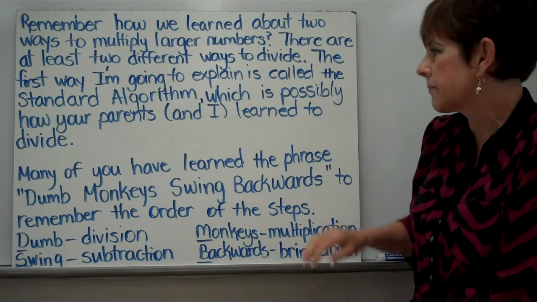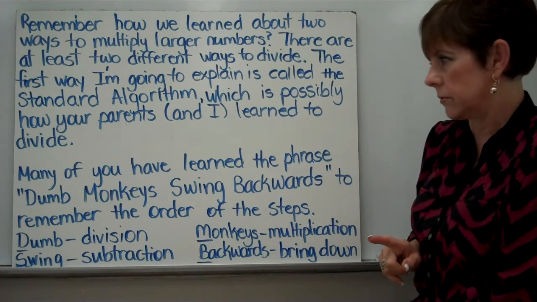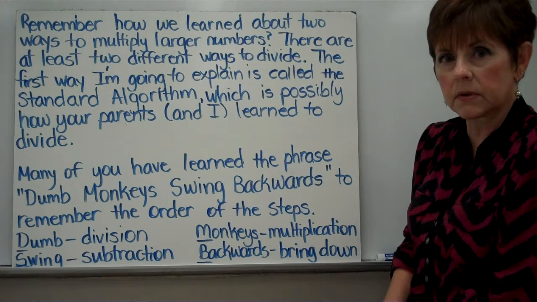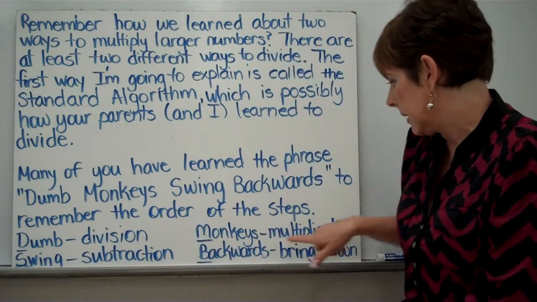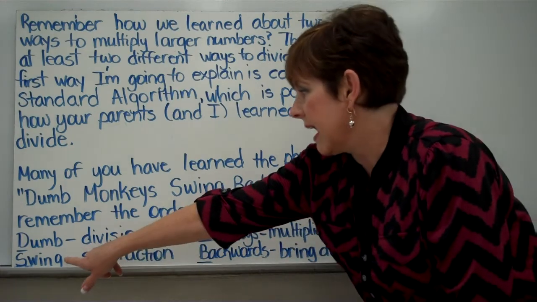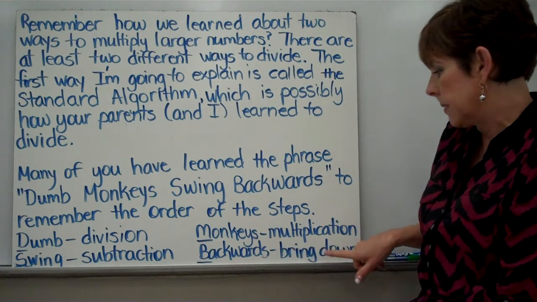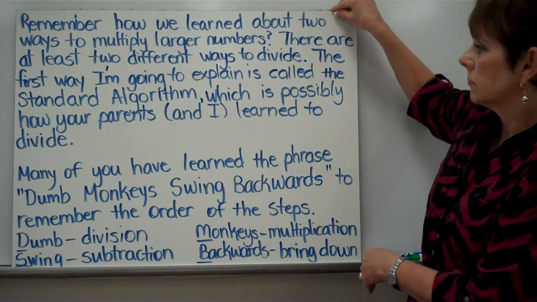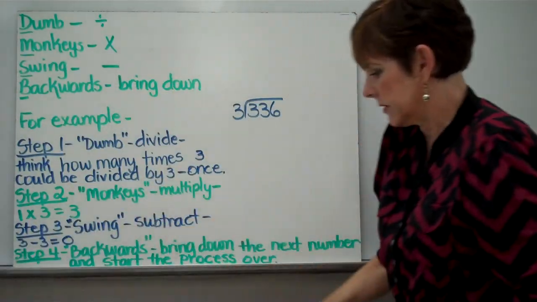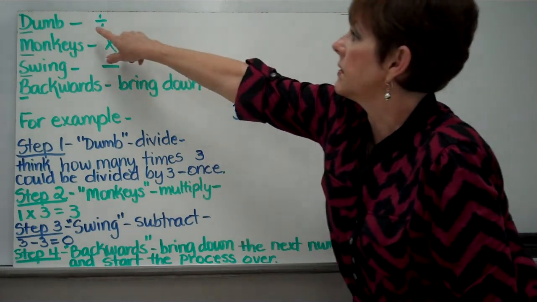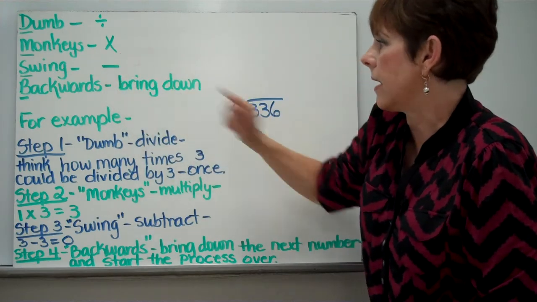This is very common. Many of you in 4th grade learned the phrase, dumb monkeys swing backwards, to remember the order of the steps when you divide. The D in dumb stands for division. The M in monkeys is multiplication. The S in swing stands for subtraction. And the B for backwards means to bring down. Just as a short reference, I'm going to put this here: dumb, divide; monkeys, multiply; swing, subtract; backwards, bring down.